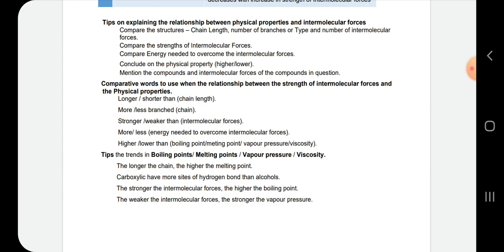Tips, the trends in boiling point, melting point, vapor pressure, and viscosity. The longer the chain, the higher the melting point. Carboxylic acids have more sites of hydrogen bonding than alcohols. The stronger the intermolecular force, the higher the boiling point. The weaker the intermolecular force, the higher the vapor pressure.